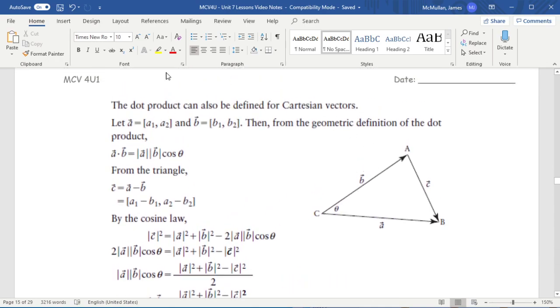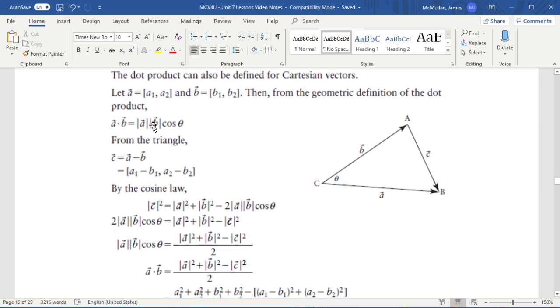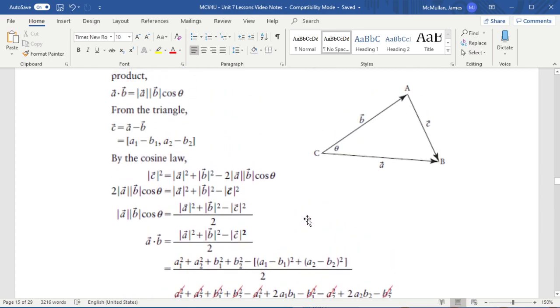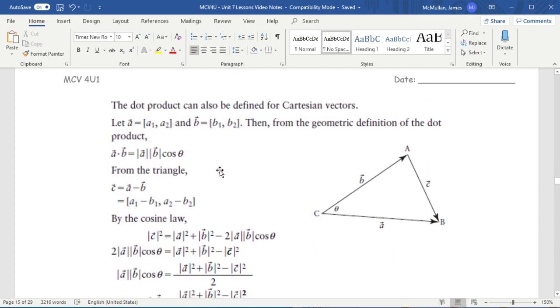This is the proof of where the dot product comes from, like why you're allowed to do this. This is actually a really interesting proof to look at. I'll just talk about it. I don't think I'll go through it.